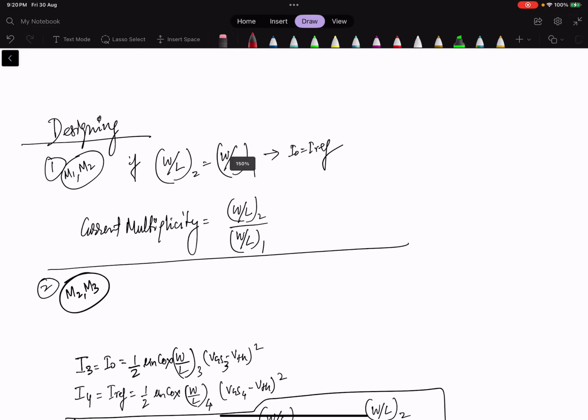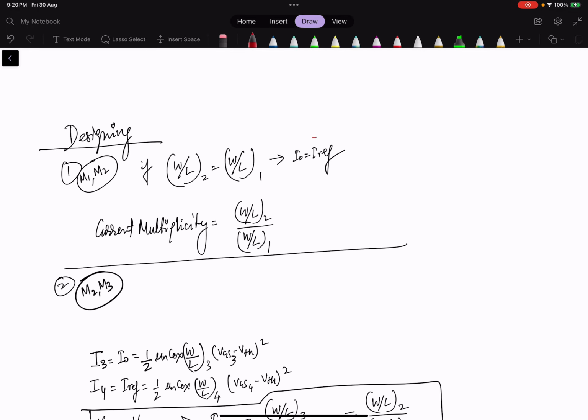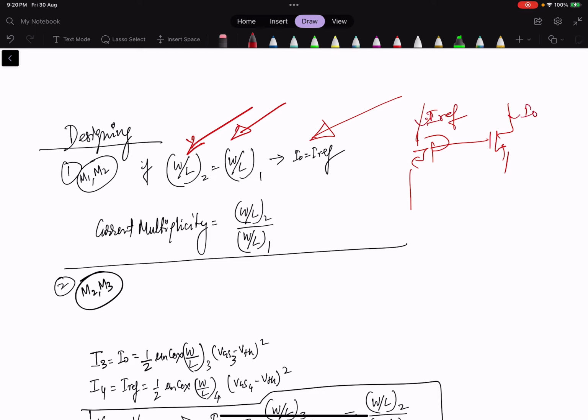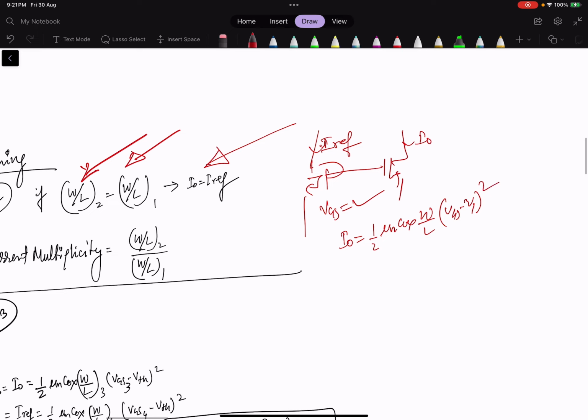So this is what we know, that for the same current, both aspect ratios should be the same. Why? Because we know from the basics that whatever I0 and IREF, both VGS are the same. So from the current equation we know mu Cox W by L, VGS minus VT whole square, 1 plus lambda VDS. If these two VDS are the same, then in I0 upon IREF, the VDS factor will be gone.